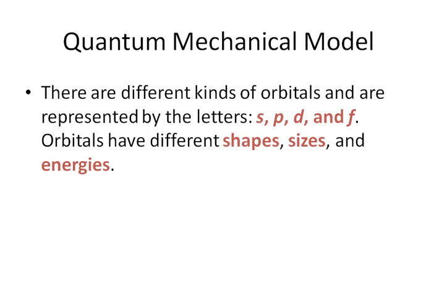All right, quantum mechanical model. There are different kinds of orbitals. Within the n equals 1, n equals 2, n equals 3, you've got your S, your P, your D, your F, okay? Hopefully you guys remember this from last time. They have all different shapes and sizes, and they have different energies, okay?